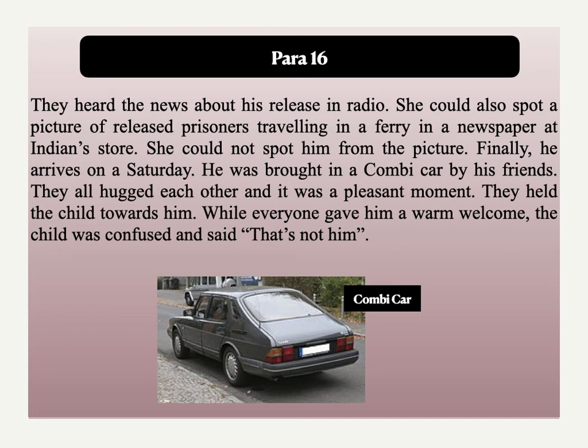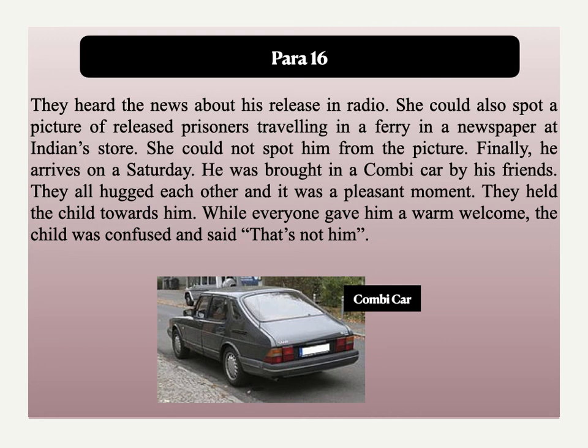Moving on to para 16, now they heard the news about his release on the radio. So this was how she got the news. She could also spot a picture of released prisoners traveling in a ferry in a newspaper at the Indian store. So she actually found a photograph in the newspaper, and it was about a group of people traveling in a ferry, and these people were those who were coming back home from imprisonment. She could not spot him in the picture, but finally he arrives on a Saturday. So suddenly he comes. He was brought in a combi car by his friends. Now, combi car, you can see in the picture, is a hatchback which has a sloping kind of structure at the back. You call that a combi car. So he was brought in a combi car by his friends.